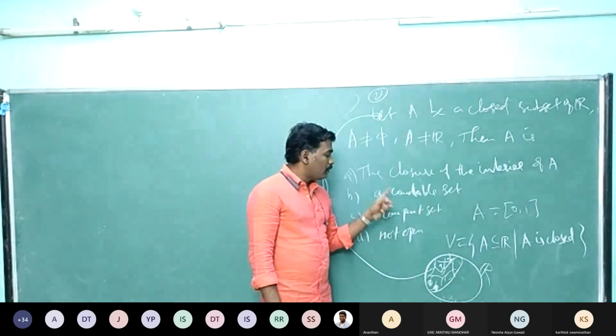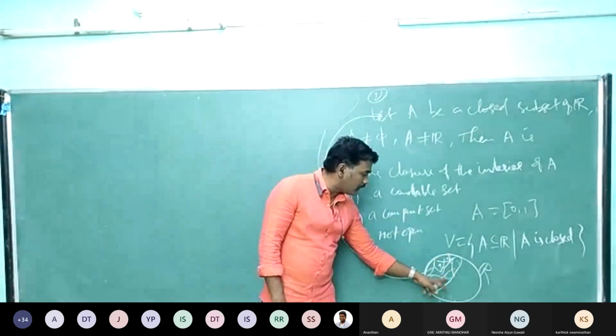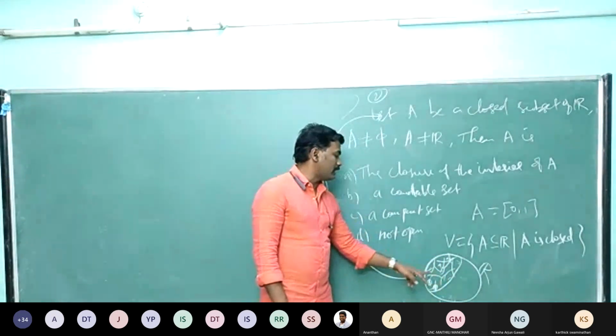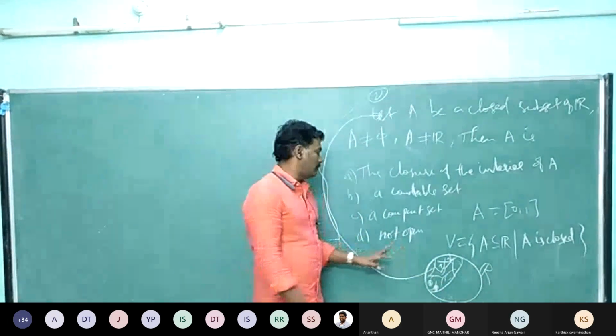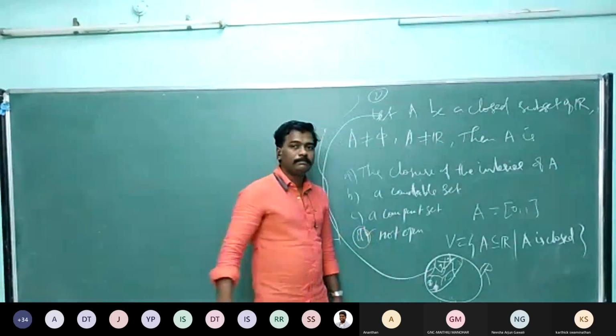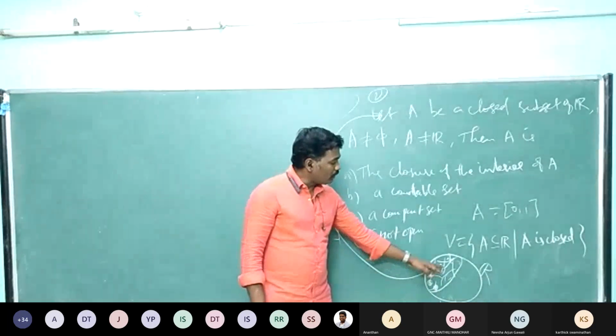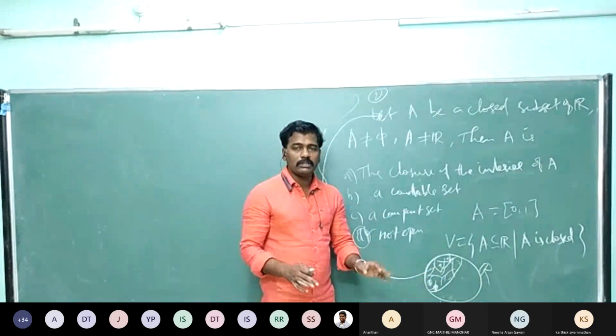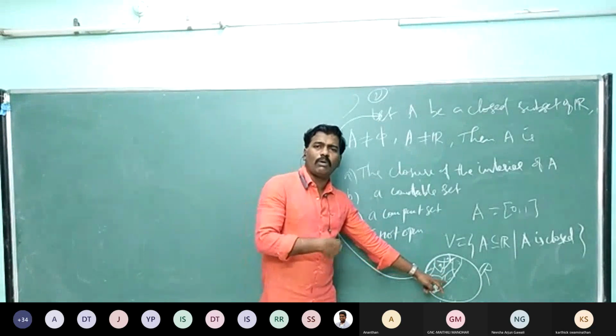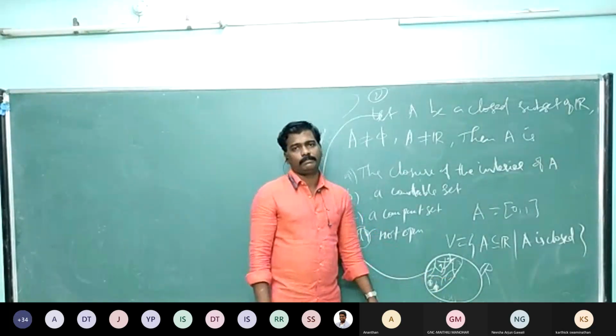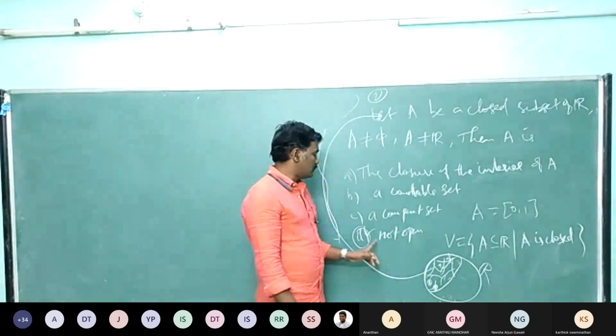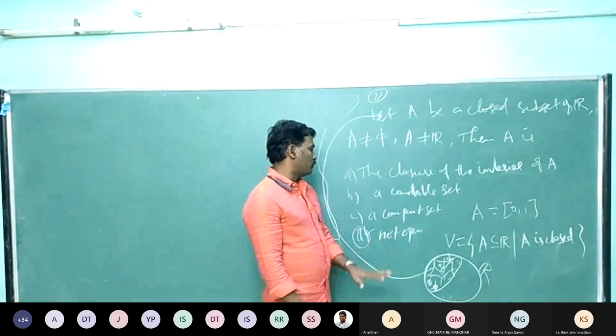But clearly, every element here is a closed set. So we can say that each set is not open. That will be a true statement always, because every element of V is closed, so I can say it is not an open set. Every element in V is not open. That's why this option D is true.